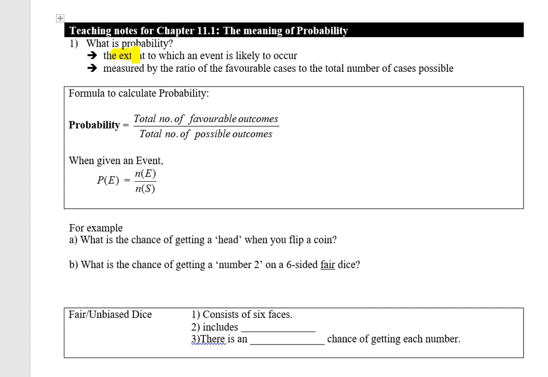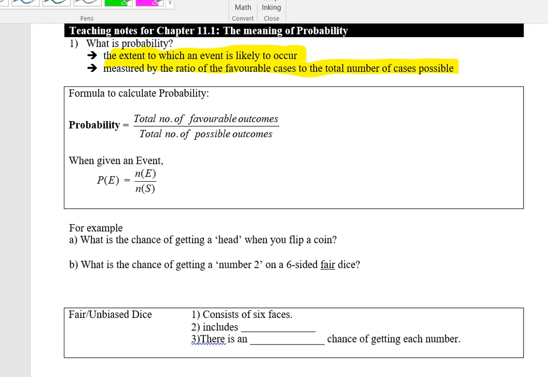It is the extent to which an event is likely to occur, which means what is the chance for an event to happen. And it is measured by the ratio of the favorable cases to the number of cases possible. Hence, the formula to calculate probability would be the total number of favorable outcomes as a ratio of the total number of possible outcomes. Now let's look at some examples of probability.